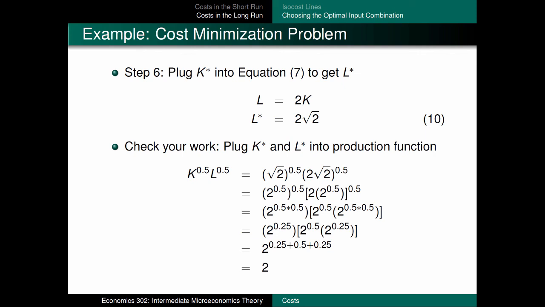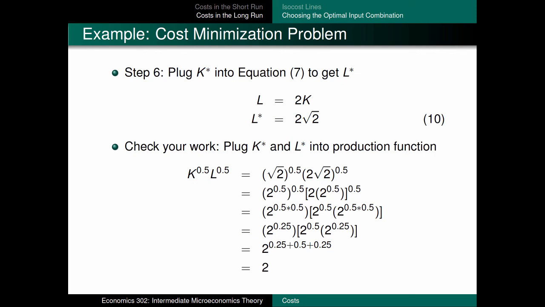In order to check our work, it's nice to plug in k star and L star into the production function and make sure that we get the target production amount, Q0, which was initially given to us as equaling 2. Given that our production function is k to the 1/2 and L to the 1/2, then plugging in square root 2 for k and 2 times square root 2 for L gets us square root 2 to the 1/2 power times 2 times square root 2 to the 1/2 power.